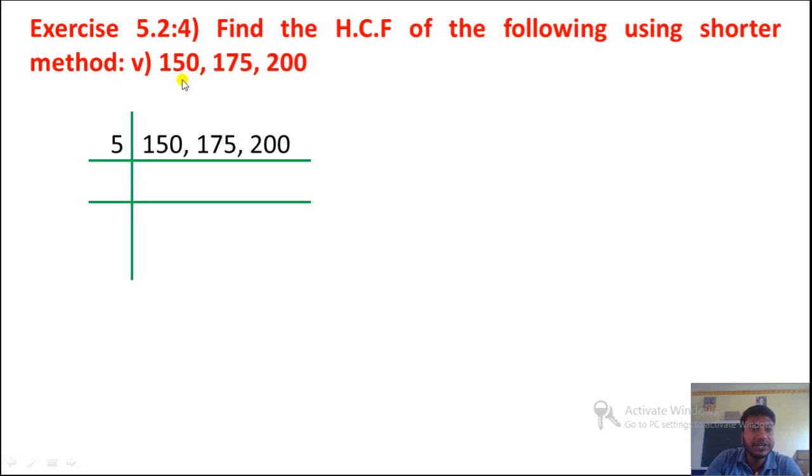Now here we have 3 numbers, 150, 175 and 200. We have to think of the prime number which can divide all the given numbers. If we take 2, we can divide 150 and 200, but we cannot divide 175 because it is not an even number. So we will not take 2. Then we will check by 3. By 3 also it is not possible to divide all the numbers. Then we will take the next prime number, 5. And by 5 easily we can divide 150, 175 and 200.